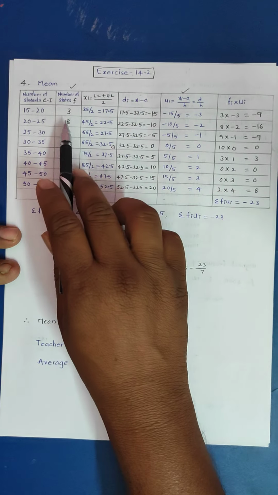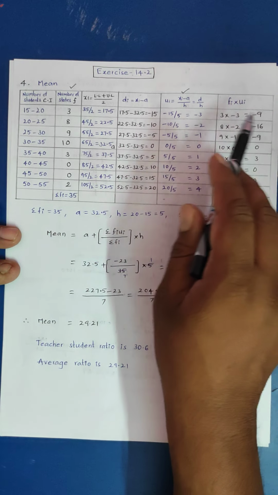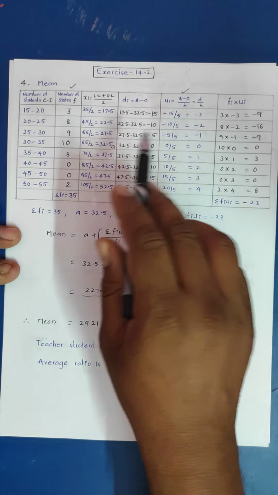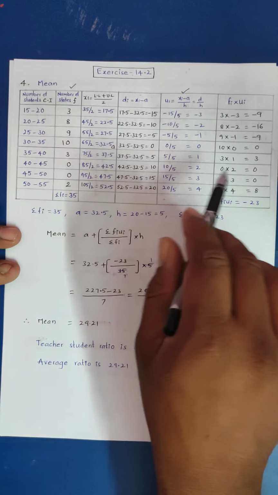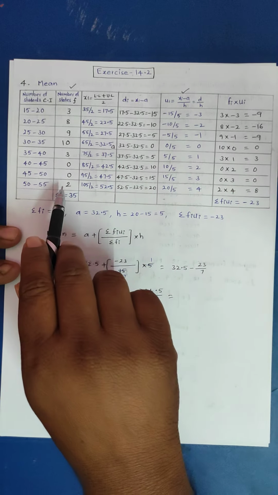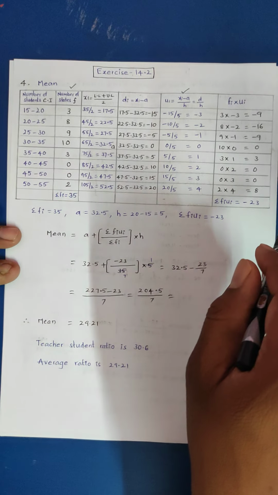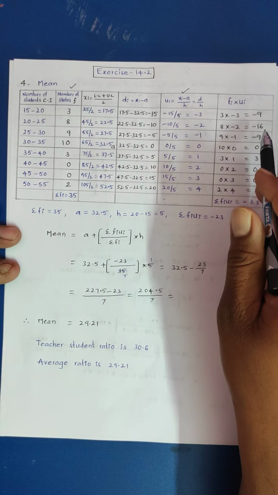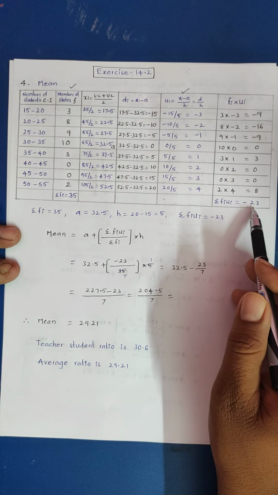Multiply these two terms: 3 into minus 3, minus 9; 8 into minus 2, minus 16; 9 into minus 1, minus 9; 10 zeros are 0; 3 ones are 3; 0 twos are 0; 0 threes are 0; 2 fours are 8. The sum of the products fi ui values is minus 23.